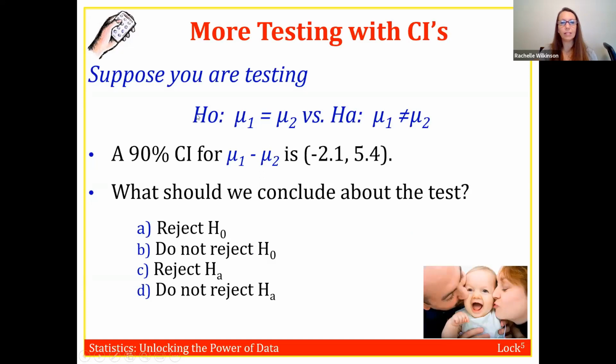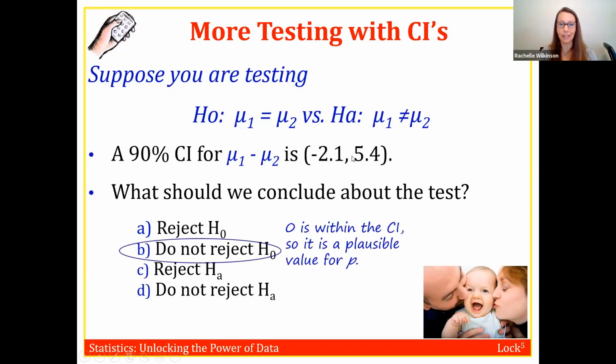All right, now let's say we're still comparing two means here. Now we have a 90% confidence interval for the difference, and it goes from negative 2.1 to 5.4. Should I reject or fail to reject if I'm doing a hypothesis test with this confidence interval? Yep, this time, again, we're still looking for 0 in that interval. 0 is in the interval this time. So that means that it is a plausible value, meaning that the null hypothesis is still plausible. So we're going to fail to reject.